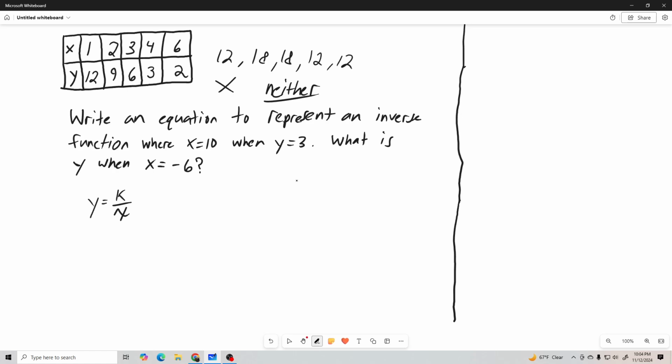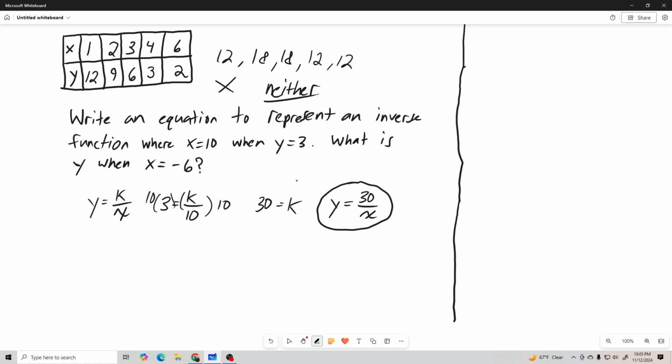So we have y equals 3, so 3 equals k over 10. And now to get k by itself, in order to find the inverse function, we're going to need to know what k is. So let's go and figure this out. We'll multiply both sides by 10, so we'll multiply this side by 10, which means we multiply this side by 10, and we're going to get 30 equals k, which means that our equation for this inverse function is just simply y equals 30 over x. And this is the equation.